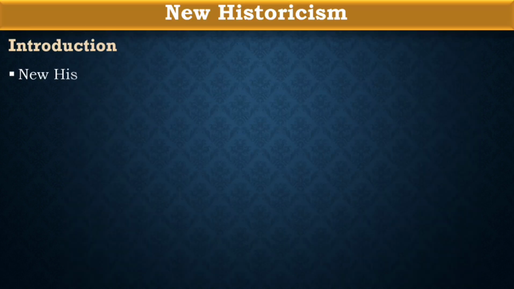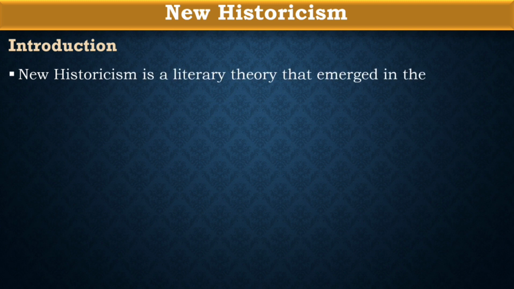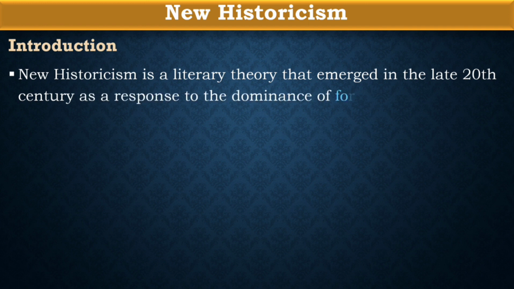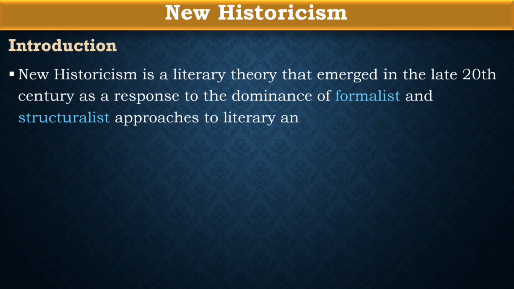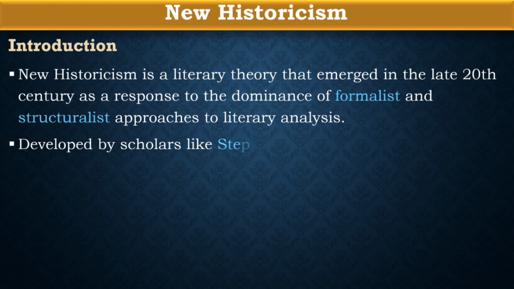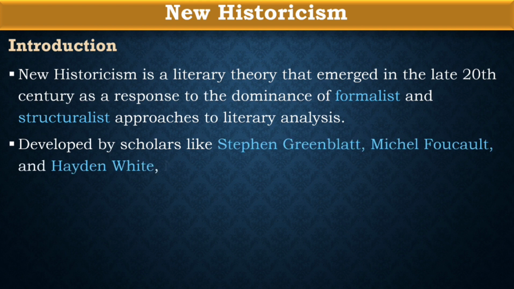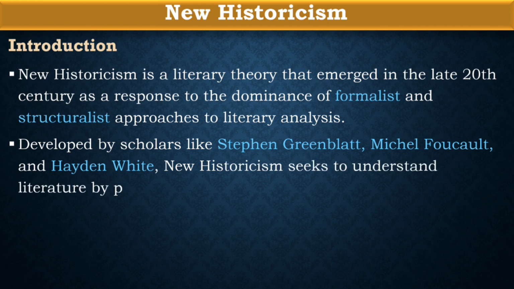Introduction. New historicism is a literary theory that emerged in the late 20th century as a response to the dominance of formalist and structuralist approaches to literary analysis. Developed by scholars like Stephen Greenblatt, Michel Foucault, and Hayden White.